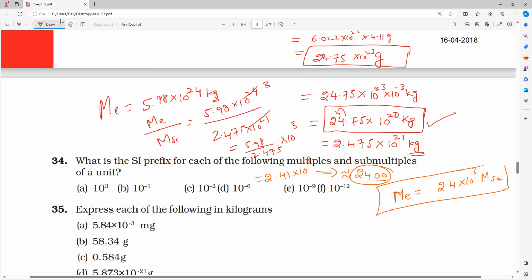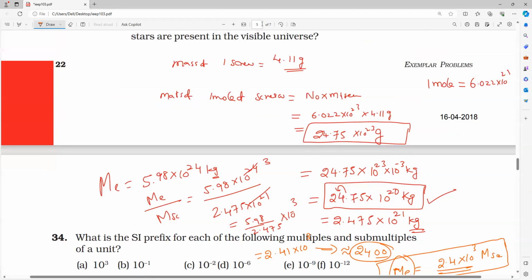So who is bigger, mass of Earth or mass of screw? Mass of Earth is bigger. Mass of Earth is almost 2,400 times bigger than the mass of the screws. Okay? Solve it now, everybody.